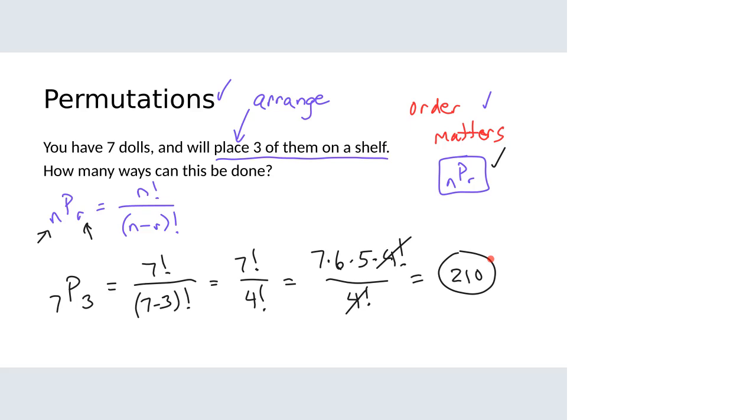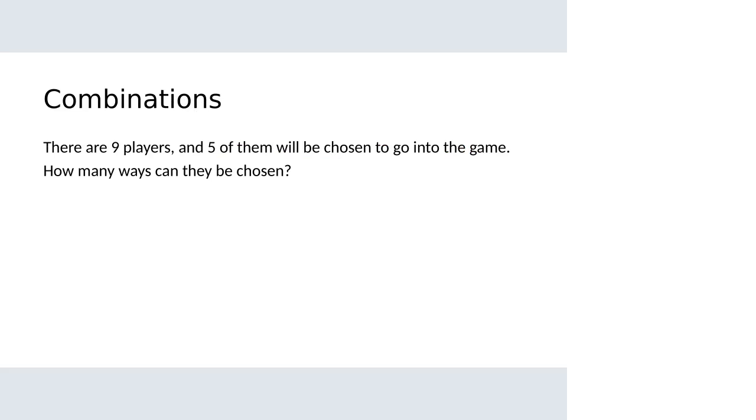Since we talked counting and permutations, you know what's coming next. That's combinations. There are 9 players. 5 of them will be chosen to go into the game. How many ways can they be chosen? Kind of have a nice key word here, chosen. Words like select, pick, choose, those point us towards situations where order doesn't matter.